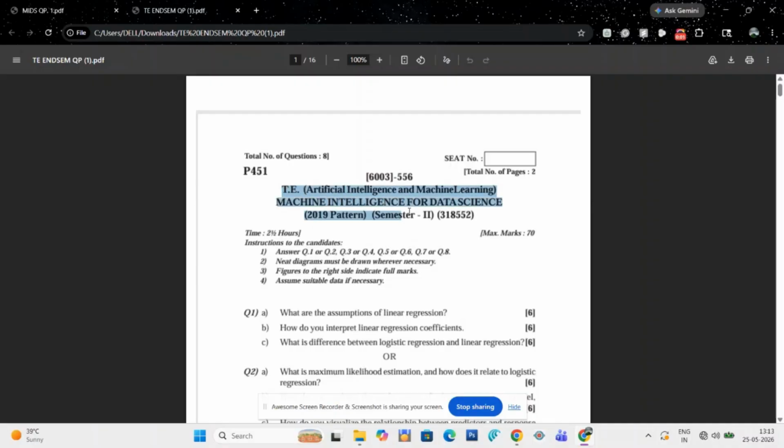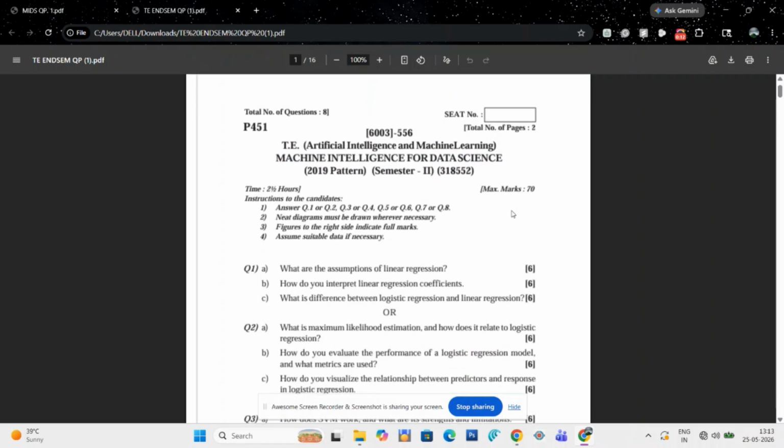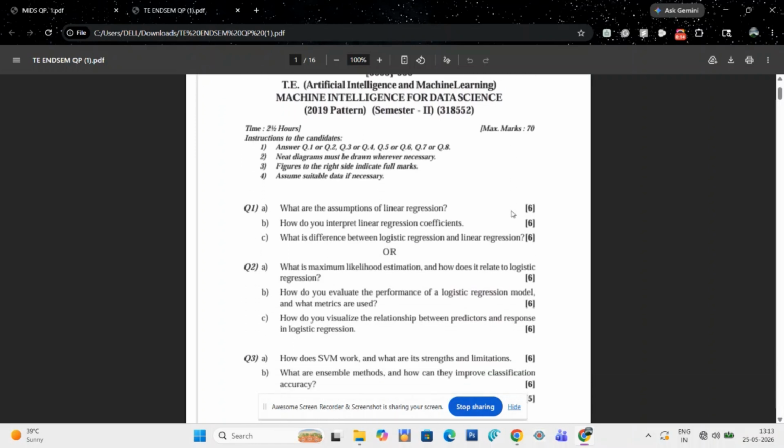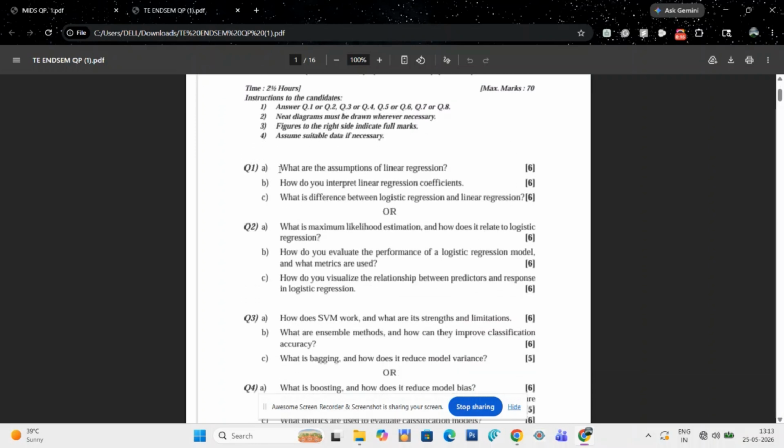Question paper TE AIML. The first subject is machine intelligence and data science, 2019 pattern, semester second, third year. Okay, so let's start with this. The first question is, what are the assumptions of linear regression? This is a 6 marks question, in which we cover what the assumptions are, after that why they impact linear regression, and their advantages and disadvantages.